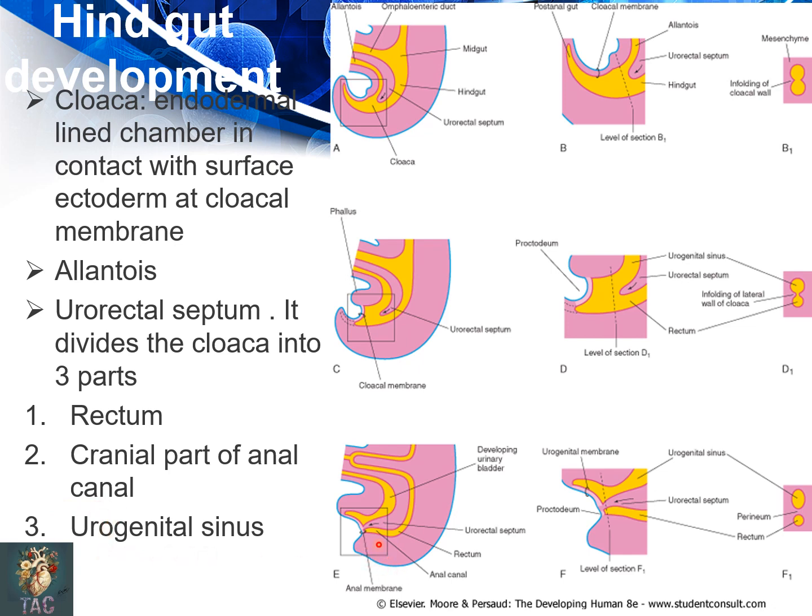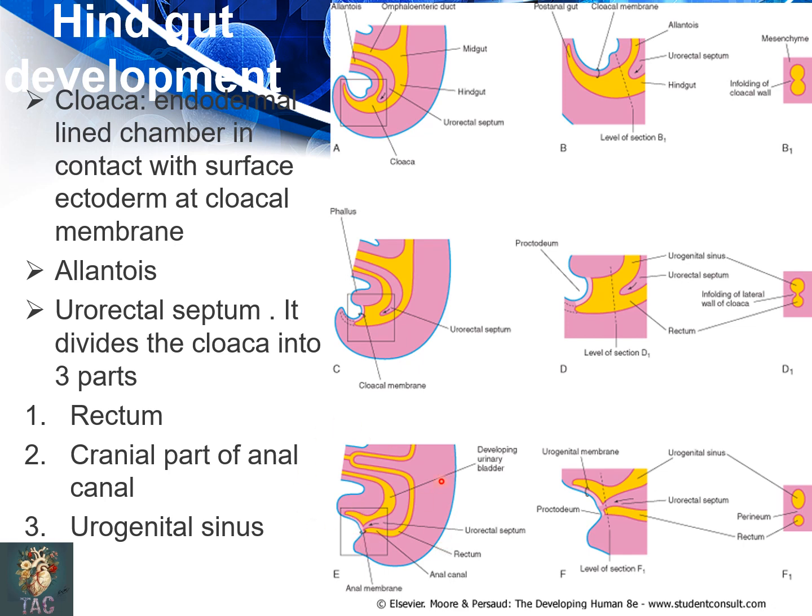So in this diagram you can see this area is the cranial part of the anal canal, this is the rectum, and this area is the urogenital sinus. When the urorectal septum comes in contact with the anal pit and the proctodeum, there are separate openings both for the urogenital sinus as well as for the anal canal. The area between these two is present as the perineal body. It separates these two openings.